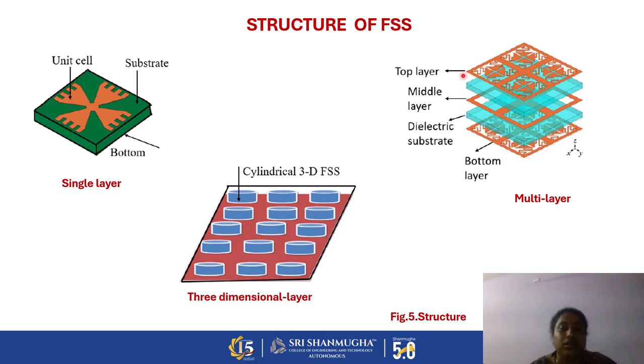And next one, third one, three-dimensional layer, that is 3D layer. For example, I am showing the cylindrical 3D FSS structure. So based on the frequency ranges and the number of layers, we can design the loop elements also, that is in 3D FSS. So these are all the few examples of the structures.